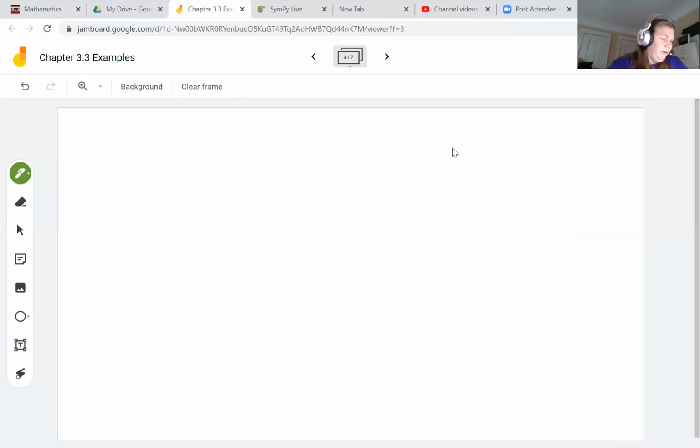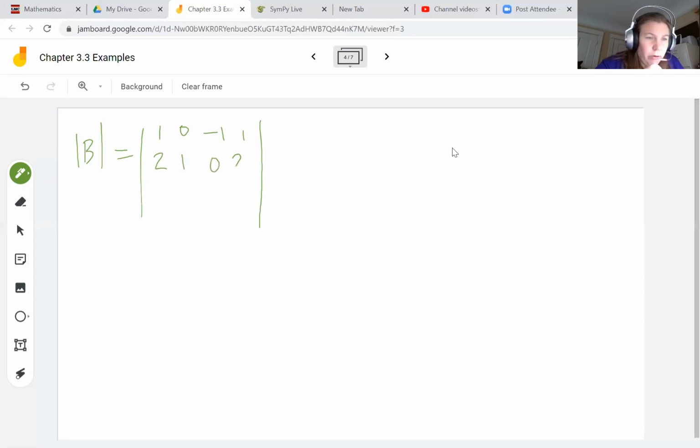All right, let's do the same thing for the determinant of B. And again, you can do this in SymPy. I just want to show how we can use the row properties that we learned in the last section to make our calculations a bit easier here. So matrix B is 1, 0, negative 1, 1, 2, 1, 0, 2, 1, 1, negative 1, 0, and 3, 2, 1, 0.